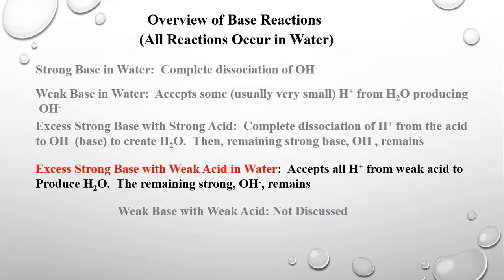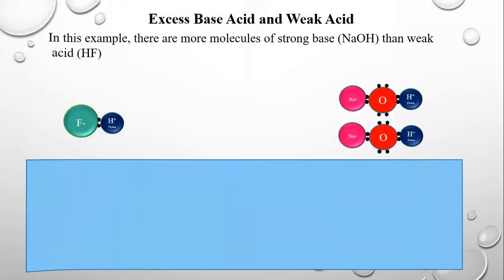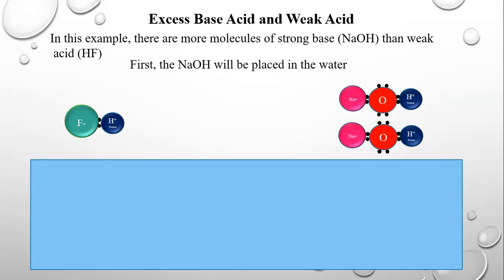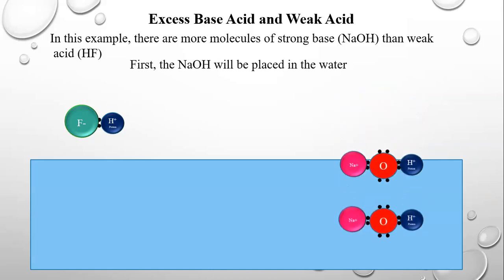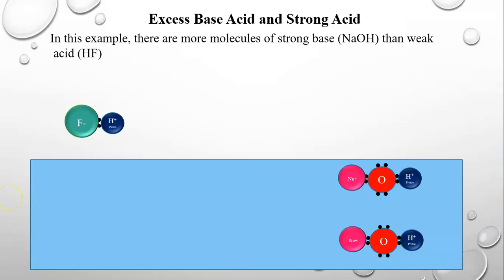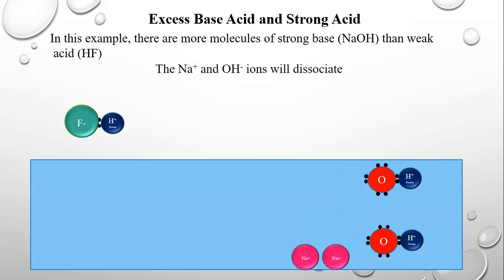Now we go on to excess strong base with weak acid. So hydrofluoric acid is a weak acid, and you have 2 sodium hydroxides, which are strong bases. So first the NaOH will be placed in water. Okay, so in this example, there are more molecules of strong base, sodium hydroxide, than weak acid, hydrofluoric acid. The NaOH ions dissociate as usual. Sodium breaks away from anything it's attached to, so that's solubility rules. We care only about the hydroxide, the OH- ions.